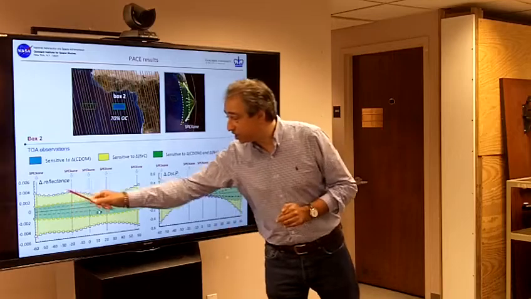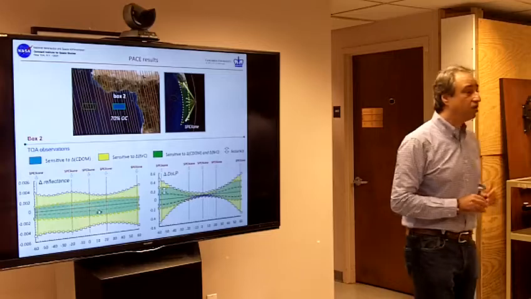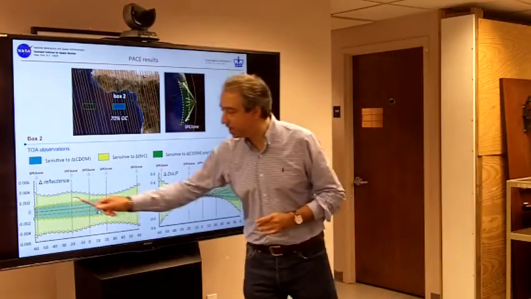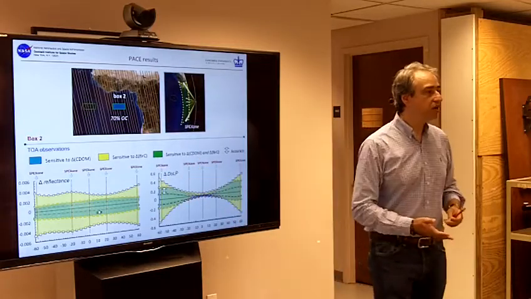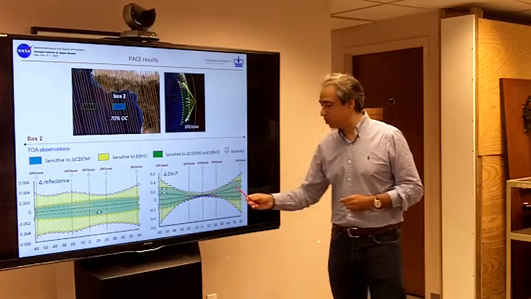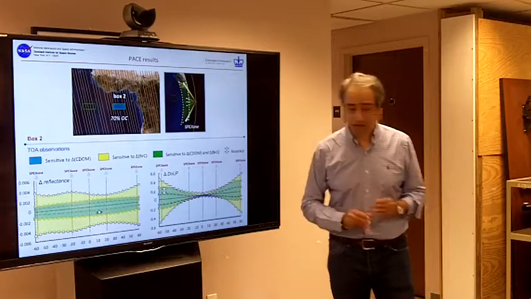And what I think is going to be important then is to look at the bidirectionality of the top of the atmosphere results, where you do see a difference between perturbations caused by the ocean versus perturbations caused by the atmosphere. And similar conclusions can be drawn here for the degree of linear polarization.